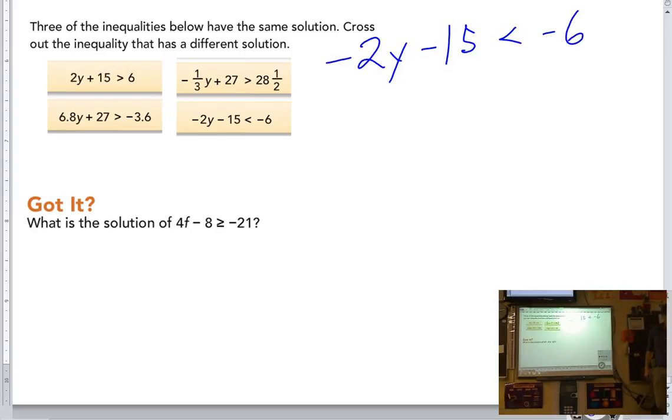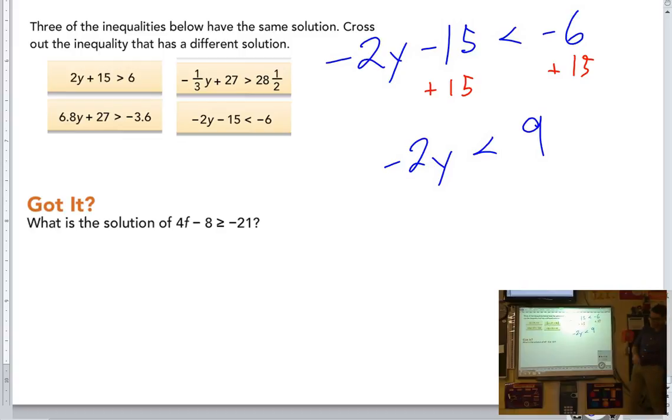Is that a hand or no? Yes? What would be the first thing I would do there, Izzy? Yeah, you would add 15 to both sides. I would add 15 to both sides. I get negative 2y less than a positive 9.